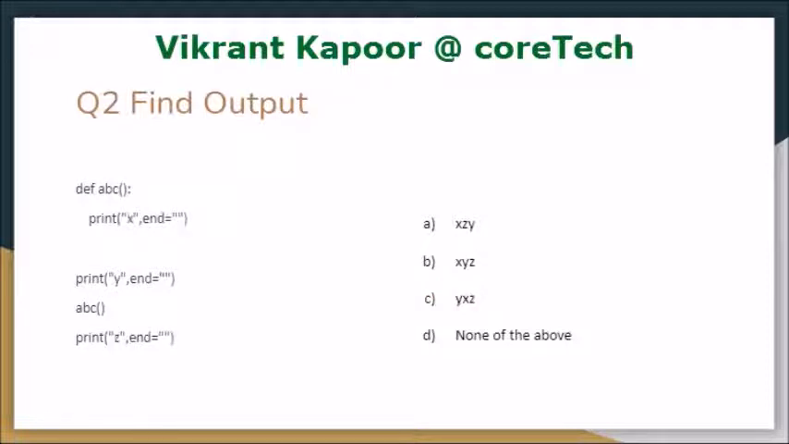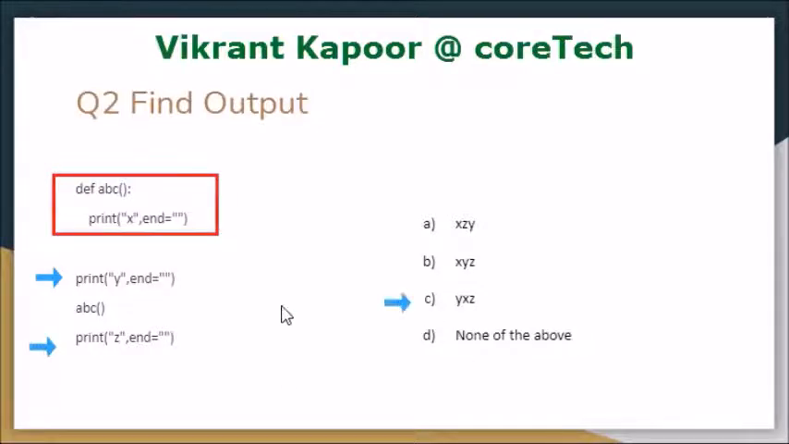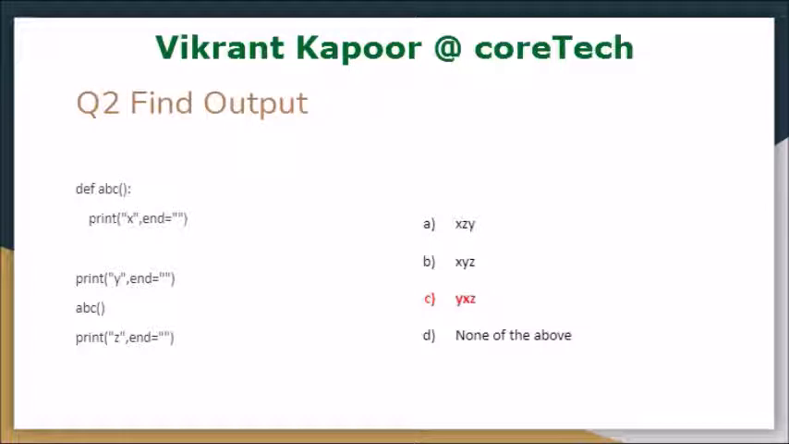In this case, we have a function named ABC, which is printing X. The first statement which will be executed will be printing Y. The last statement which is being executed will be printing Z. So we have option C. Let's see the correct answer. Without calling the function, in the rough instance, we can see that the answer selected by us was correct.